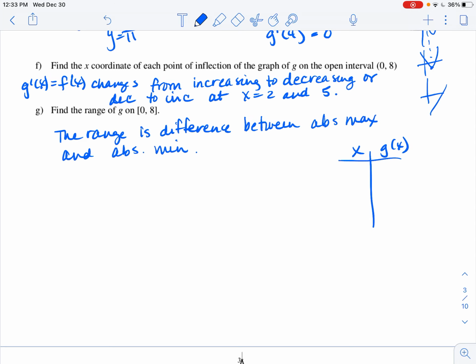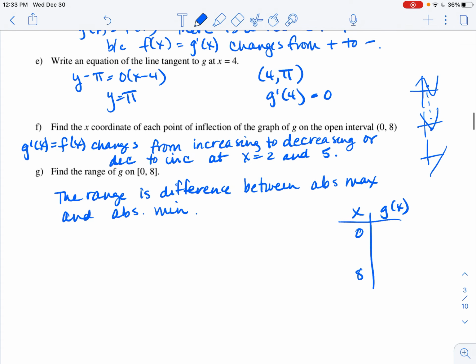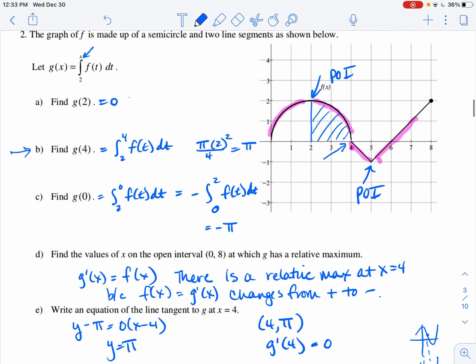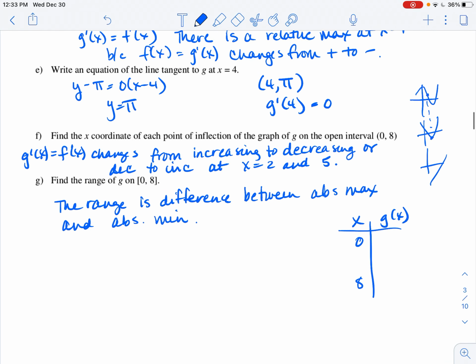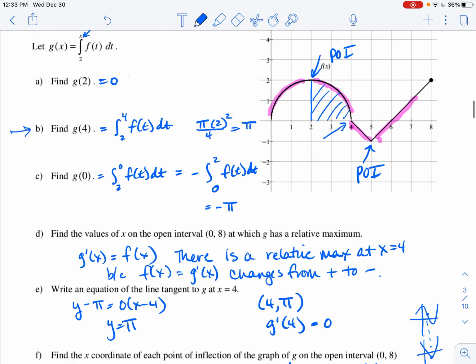So your endpoints of your interval are 0 and 8. And I believe, coming back up here, g of 0 is negative pi. That was given. And then the critical value would be the other value that goes on this table, and that critical value was at 4.